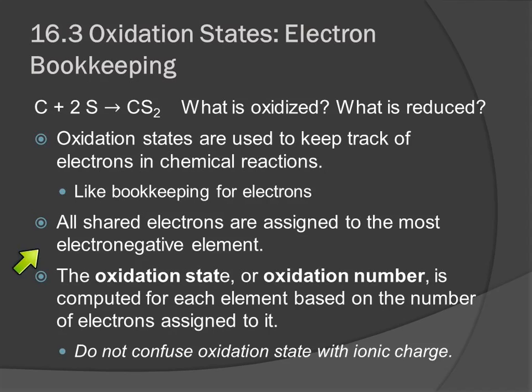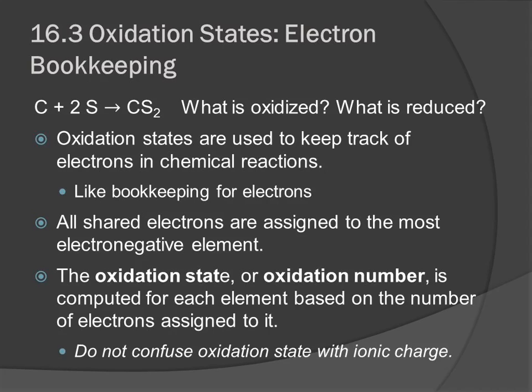What it does is it takes all the shared electrons and assigns them to the most electronegative element. Well, carbon and sulfur are very close in electronegativity. This is a covalent compound. The electrons are shared between them. And so oxidation numbers or oxidation states are a way of assigning those shared electrons to the more electronegative. It can get kind of complicated.